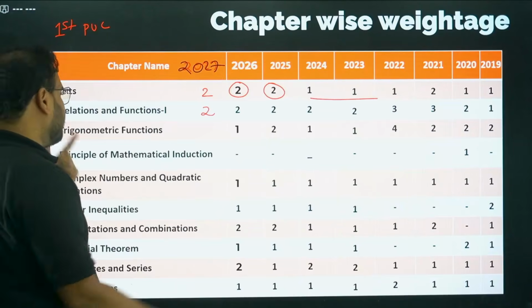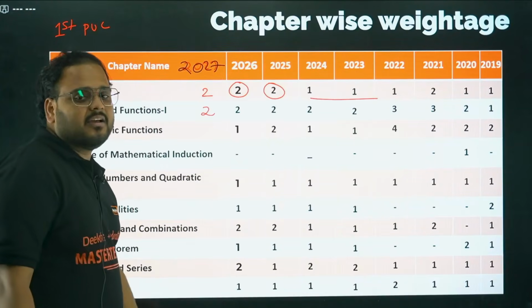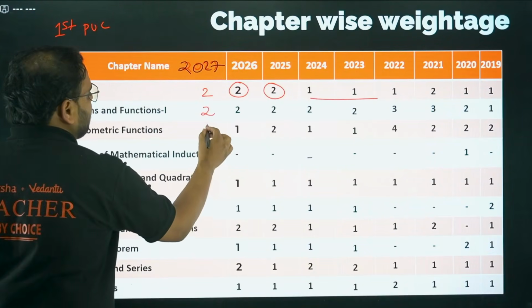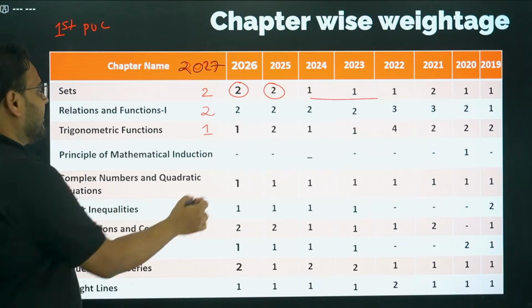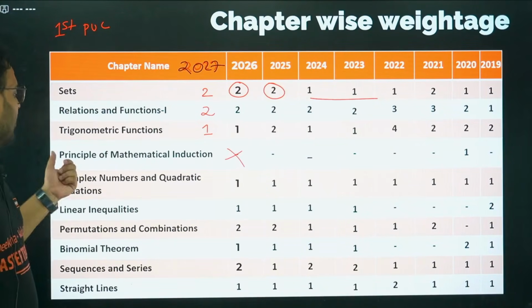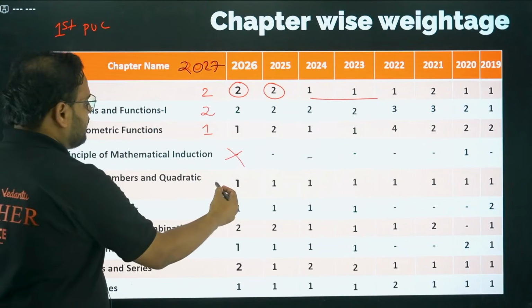Trigonometric functions, every year one question on the identity side will be expected. So here we can write again one question. This is again cut off, this chapter is not there anymore. Complex numbers and quadratic equations, one question will be over here.